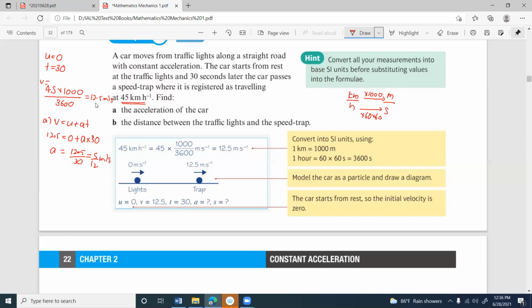meters per square second. So 0.4167. Yes, fill it out, 0.4167. That's great. Good.